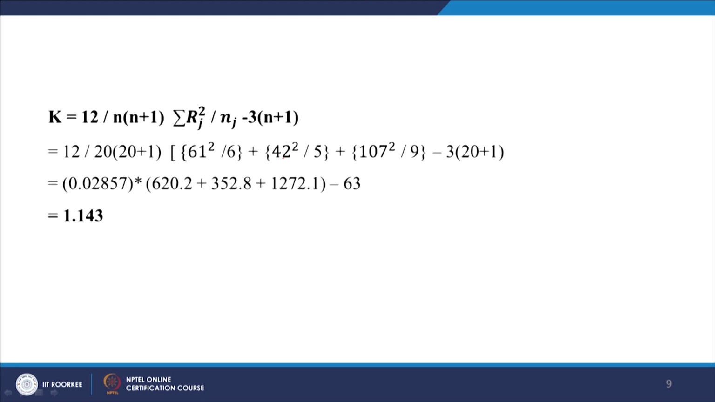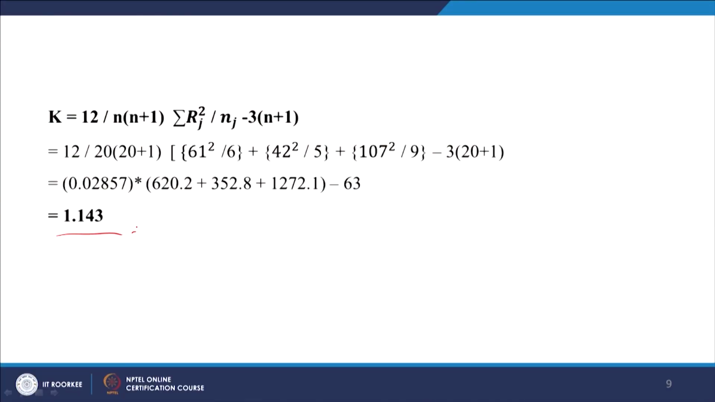Then the audio cassette group was 42, so 42 squared divided by 5, plus the classroom, where the total rank was 107, 107 squared divided by 9. So they have managed by themselves, because each is divided by the sample size, minus 3 into n plus 1. Doing this, we get a score of 1.143.